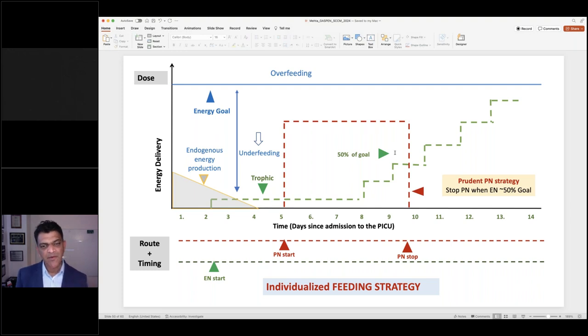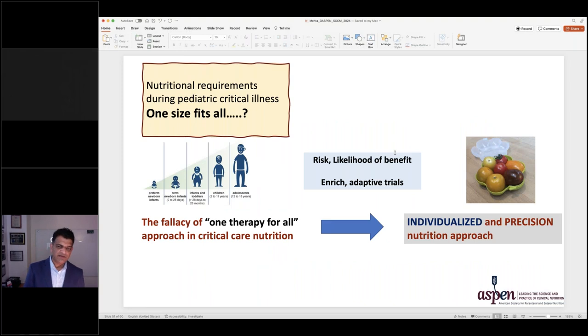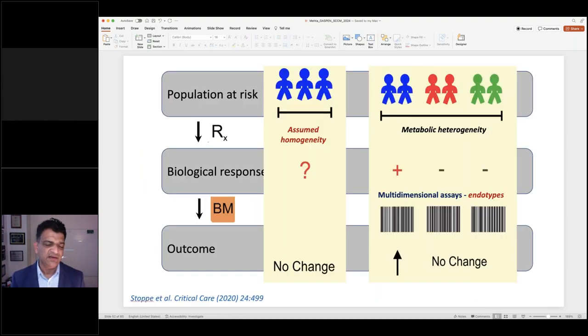So this is just my way of illustrating a pragmatic approach to feeding. And again, it needs to be individualized to different patients. How do we individualize this? The classic approach that we use is in trials.